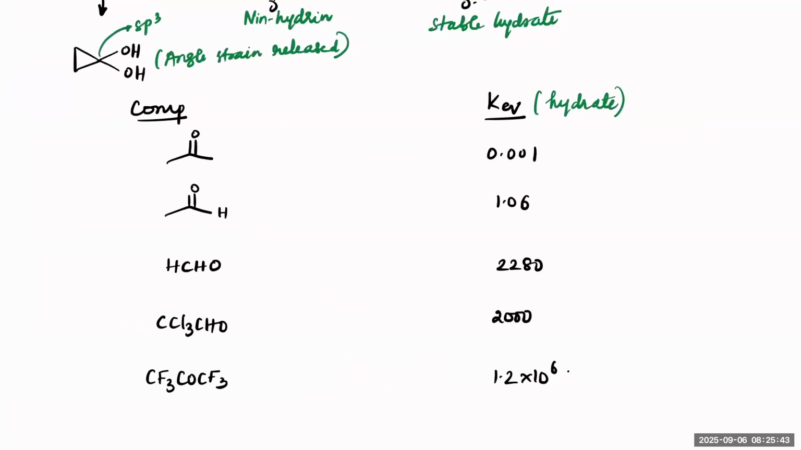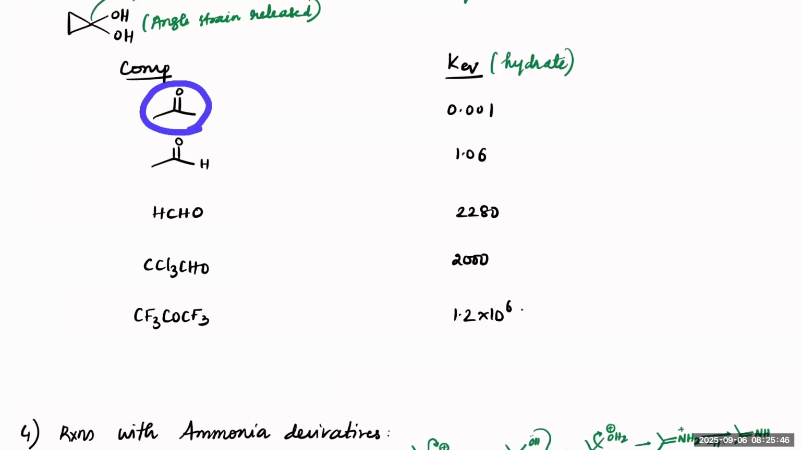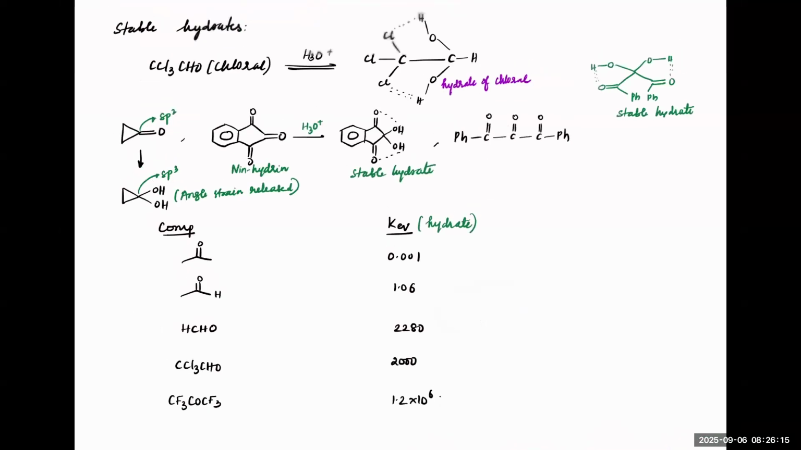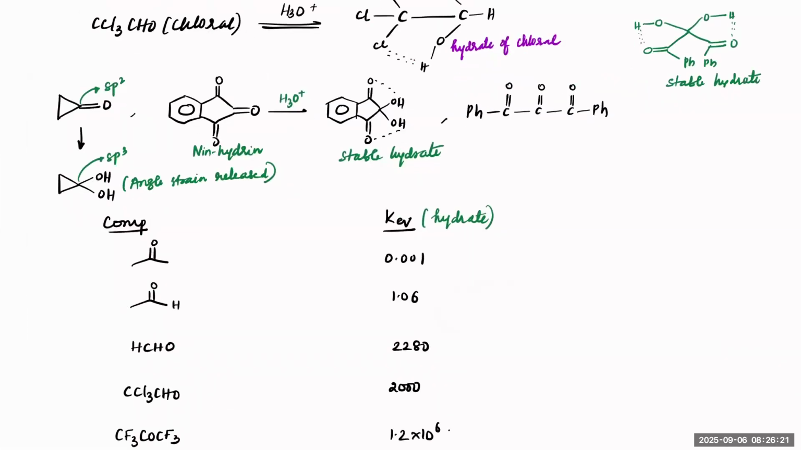So you can see acetones are highly unstable. Acetaldehyde is slightly stable. If the equilibrium constant is equal to 1, that means we can consider it to be slightly stable. Formaldehyde is highly stable. CCl3CHO, which is chloral, will have hydrogen bonding, so highly stable. CF3CO, CF3 will have hydrogen bonding on both sides. That's why it is even more stable. Clear? So this is a list of hydrates which are stable forms. Chloral, this propanone, and all of these cases.